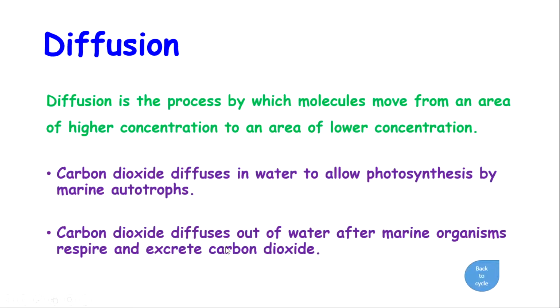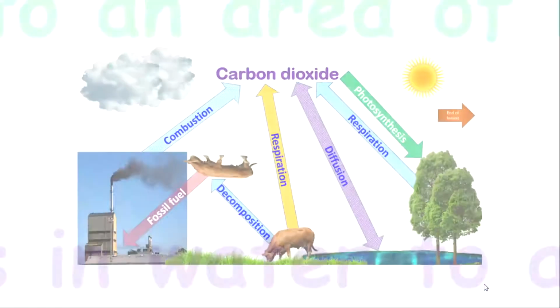As this statement states, carbon dioxide diffuses out of water after organisms respire and excrete carbon dioxide. So diffusion is very important to put carbon dioxide in water and also take carbon dioxide out of the water. All right, so let's go back to another process.